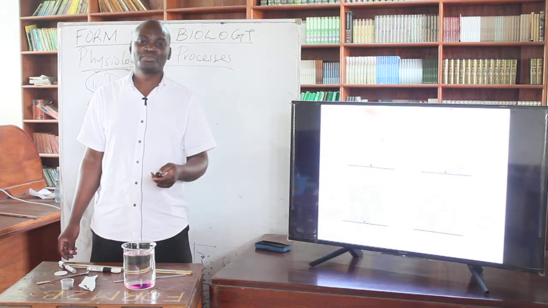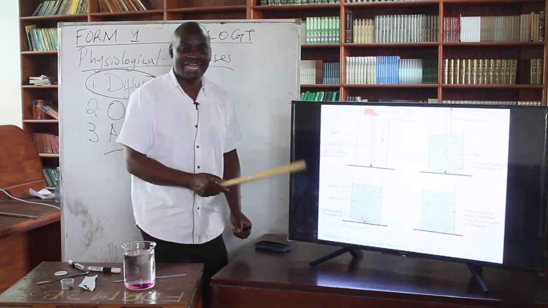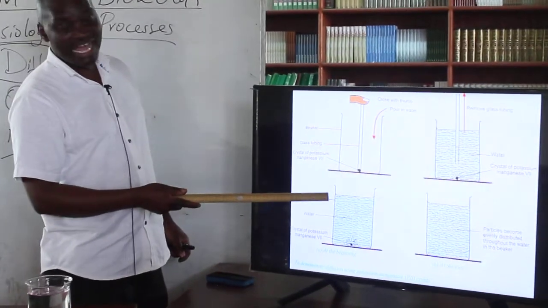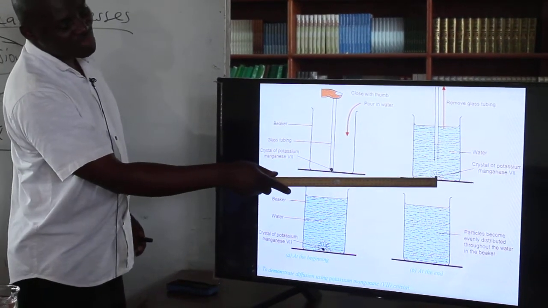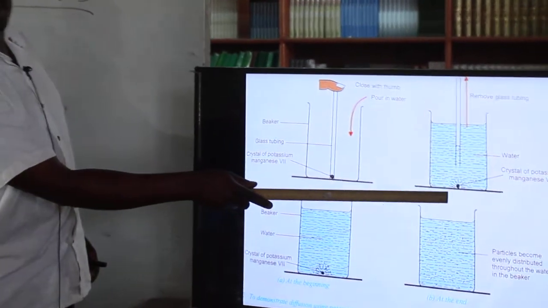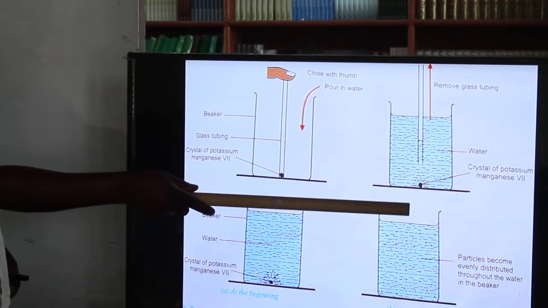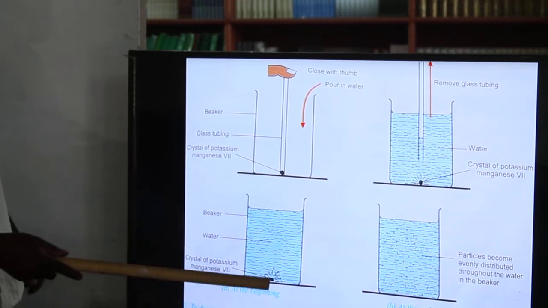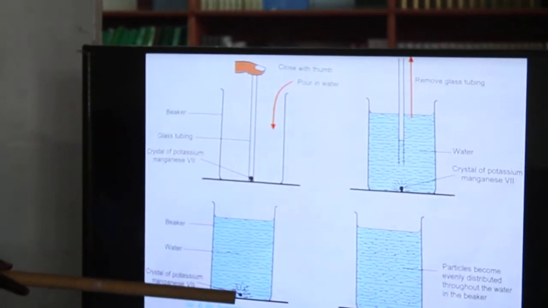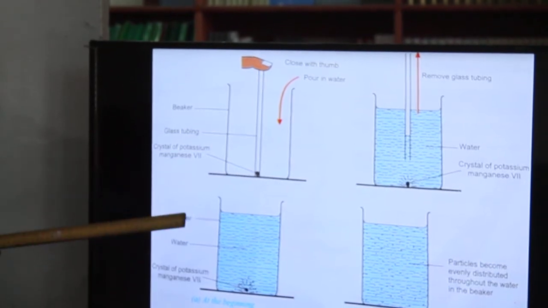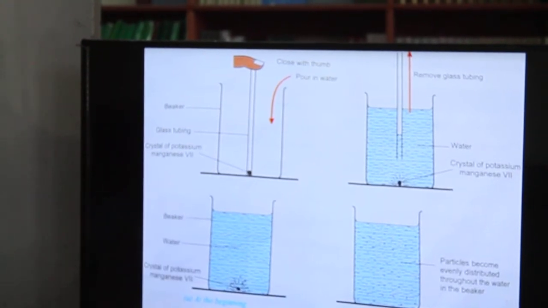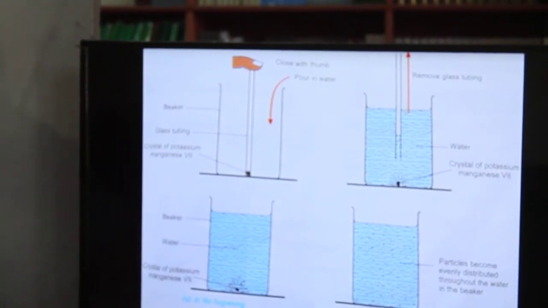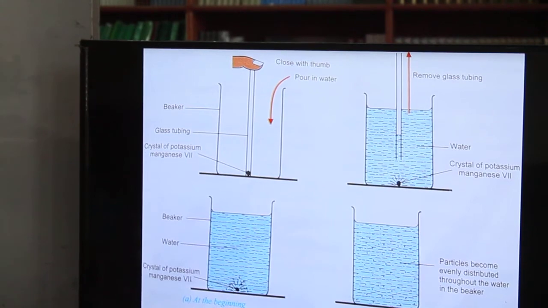Now, from this diagram here, you can see the piece of potassium manganate 7. Then you can see the particles are spreading out until the water becomes uniformly purple. So the particles are spreading out. But why do the particles spread out slowly?